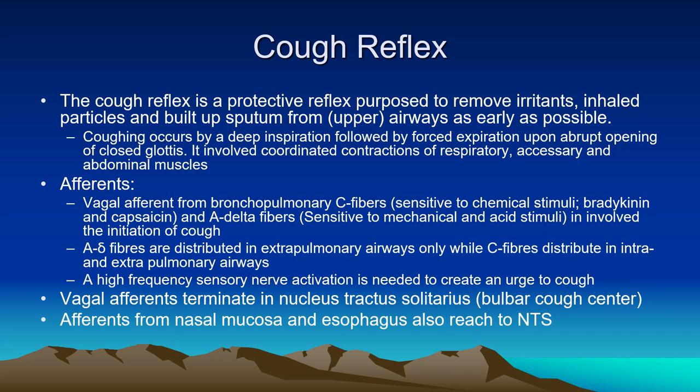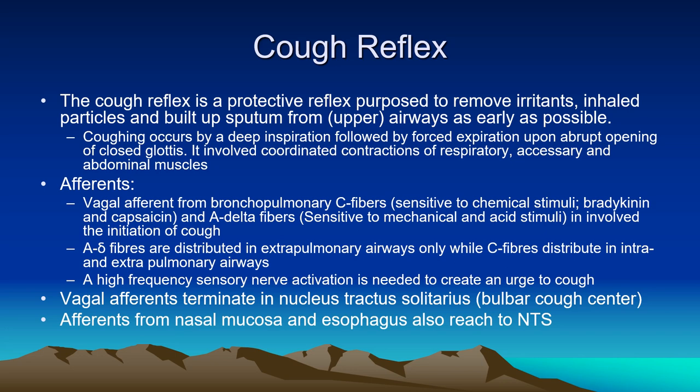The cough reflex is a protective reflex, and its purpose is to remove irritants, inhaled particles, and built up sputum from the airways as early as possible and as quickly as possible. The act consists of a deep inspiration, which is followed by forced expiration upon abrupt opening of the closed glottis. It involves coordinated contractions of the respiratory muscles, accessory and abdominal muscles. So this is a protective physiological reflex. The afferents of the cough reflex start from the vagus afferents and from the bronchopulmonary neurons.